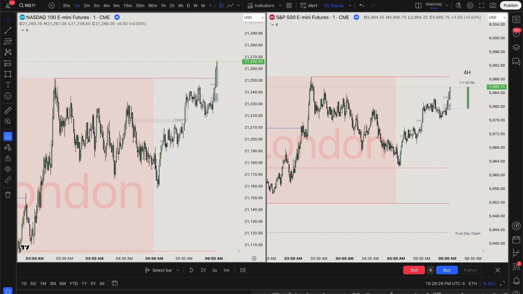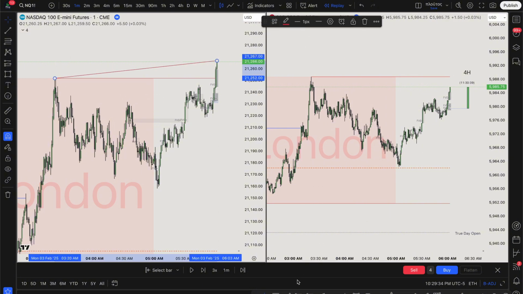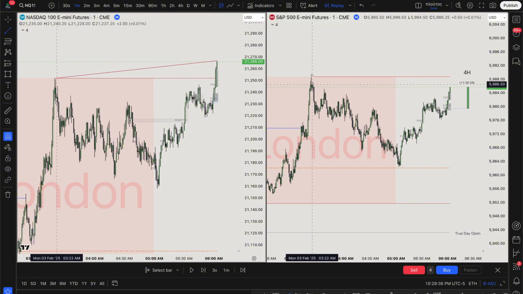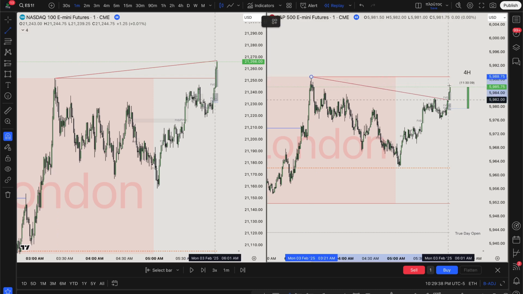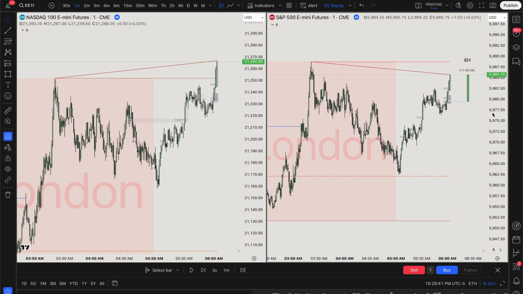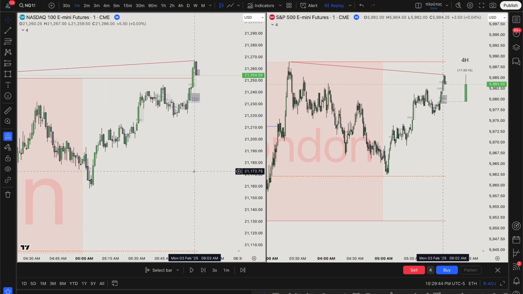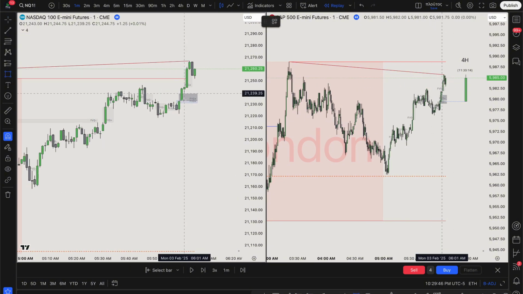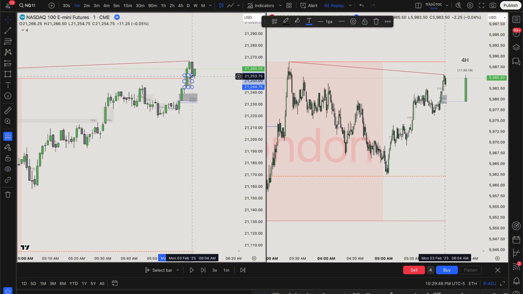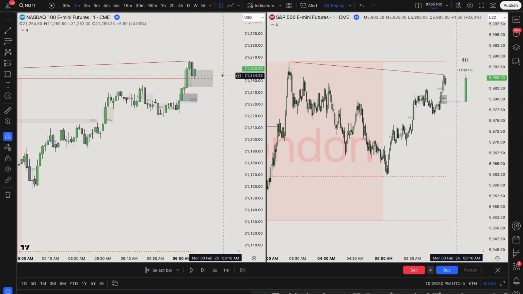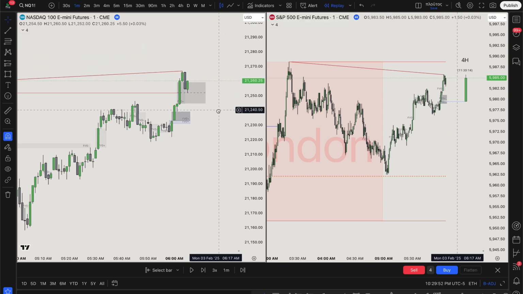So then what do we have here? We have SMT, that's a correlation. Where this sweeps on NQ, and this one doesn't sweep on ES, this means there's a confluence, so there's a reversal that might be coming. Now we have this inversion fair value gap right here, and I want to see a good reaction and a close below this.